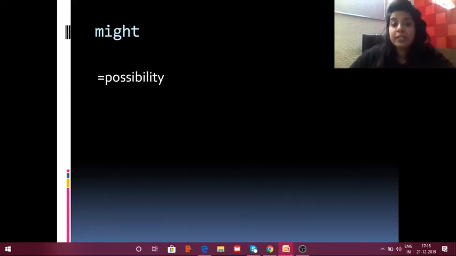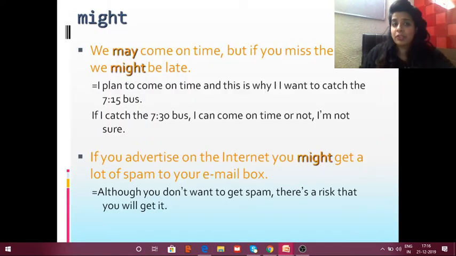Right. Now, the next word is might. Might is used to tell about the possibility, such as we may come on time, but if you miss the bus, you might be late or we might be late. It means I plan to come on time and this is why I want to catch the 7:15 bus. And if I catch the 7:30 bus, I can come on time or not, I'm not sure. We will come on time, but if we miss the bus, we might be late. In that case, you're using may and might.